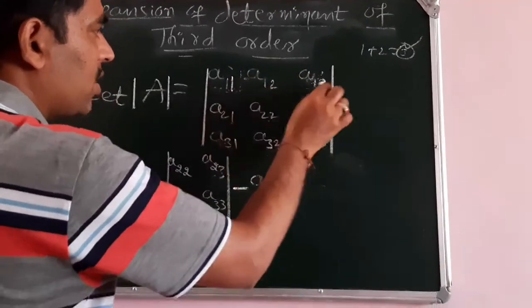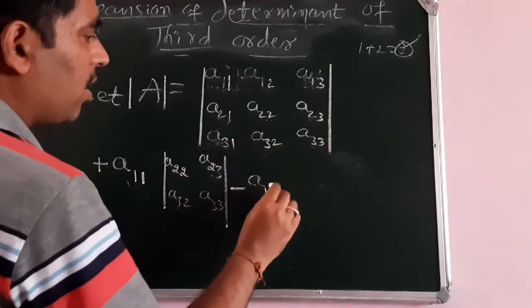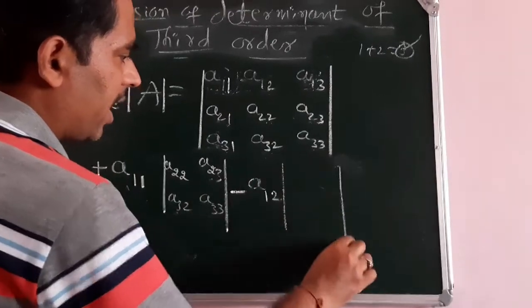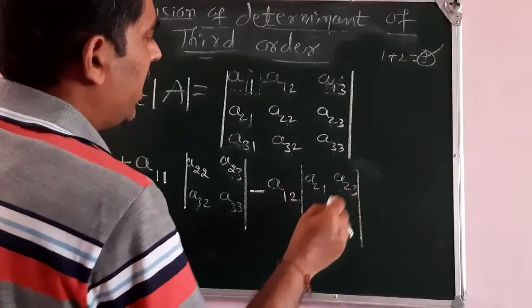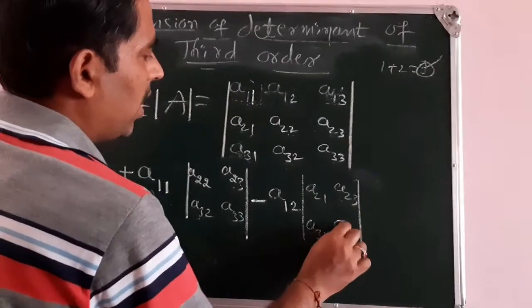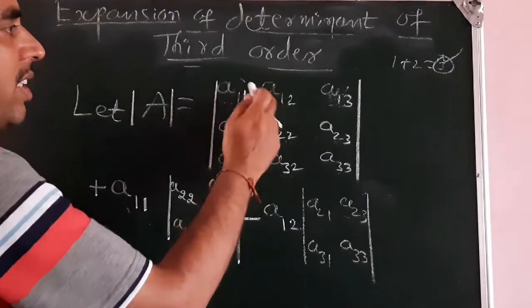Okay, this column and this row, delete that. Then the remaining elements you can write down here. So the remaining elements I will write here: that is a21, a23, a31, a33. Okay, this element is over.